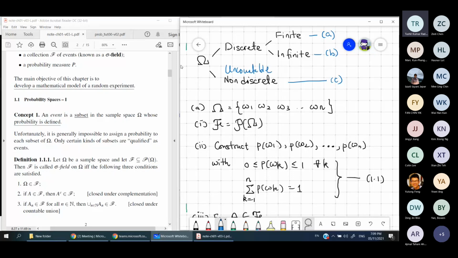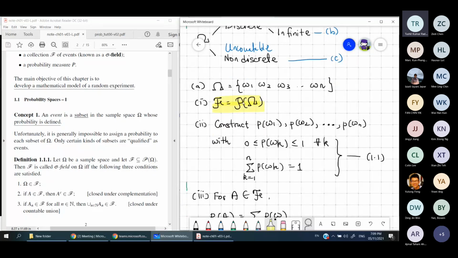All right, for the first case, we have already discussed the schemes over here. Supposing we have only n outcomes, omega 1 up to omega n. The first step is to choose our sigma field. Later on, we're going to come back to this again. We just simply take our sigma field to be all the subsets, so any subset is an event.